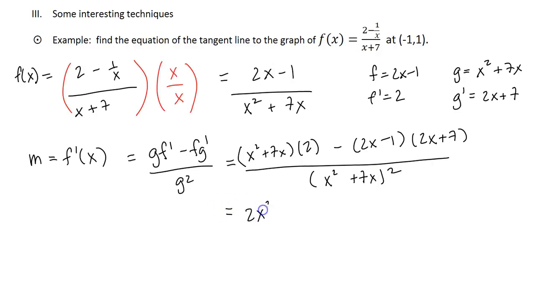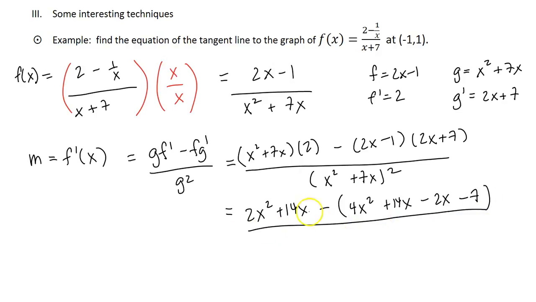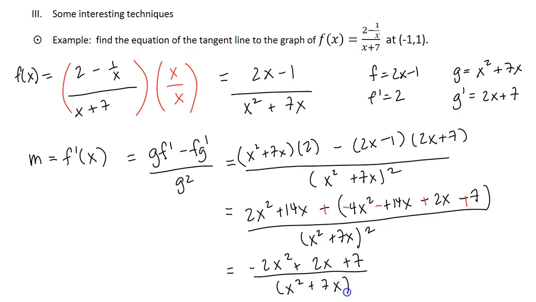And then I could distribute: 2x squared plus 14x minus, if I FOIL that out, I get 4x squared plus 14x minus 2x minus 7. And this is all going to be divided by (x squared plus 7x) squared. And I am going to go ahead and distribute this negative and simplify. So that gives me negative 2x squared plus 2x plus 7, because I've got 14 minus 14 plus 2, all divided by (x squared plus 7x) squared.